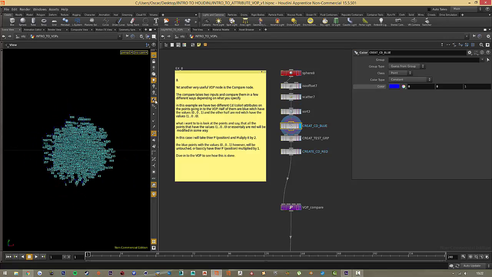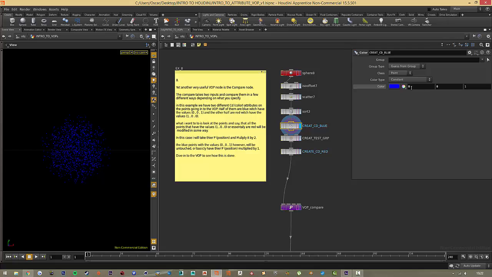We're gonna color them blue, all of the points. So this is very important in this example. Remember that blue is 0, 0, 1. So the R is 0, the G is 0, but the blue, the B, is 1. So the vector component for this is 0, 0, 1, okay?